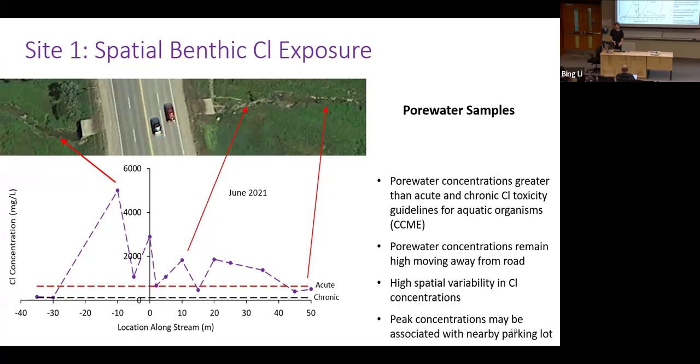Also, there's a lot of spatial variability here. So you can see the concentrations increase and decrease by over 2,000 milligrams per liter over just 5 meter spans. So if future research wants to assess if a roadside environment is contaminated by salt, it's important to take more than one sample to get a representative idea, because clearly it's quite variable.